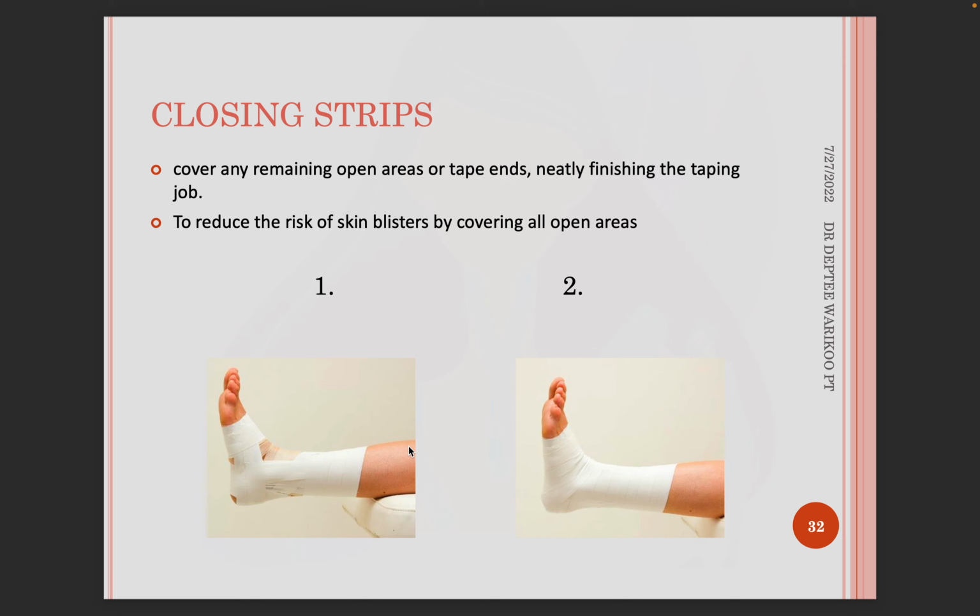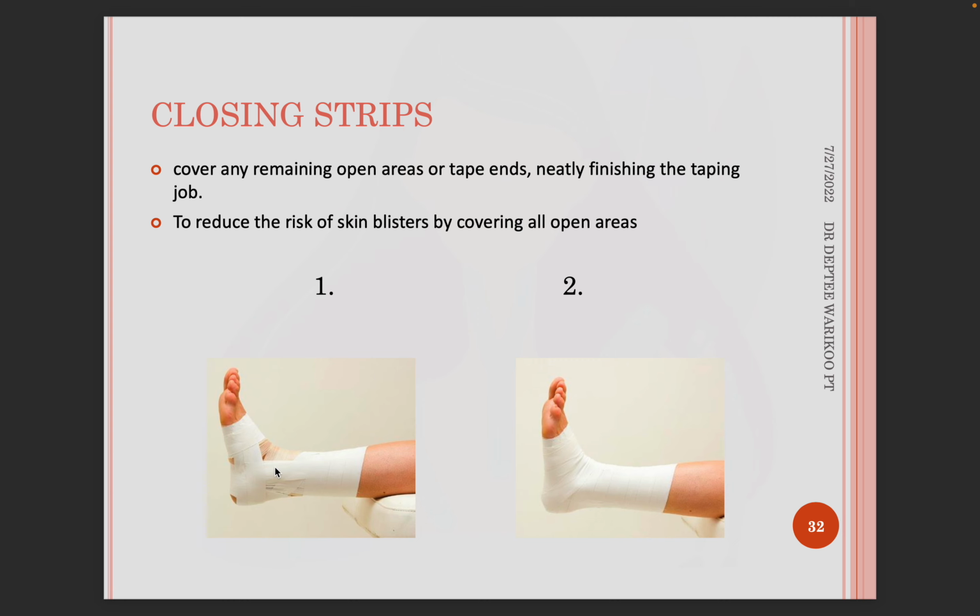Then the closing up strips. They cover any remaining open areas or tape ends, neatly finishing the tape job. So, lightly placed strips of elastic or non-elastic tape which cover the remaining area. The main purpose is to reduce the risk of skin blisters by covering all open areas. It also makes the tape job less likely to unravel during sporting activities. Lightly apply the strip of tape around the circumference of the limb with one hand to one half width of the overlap.